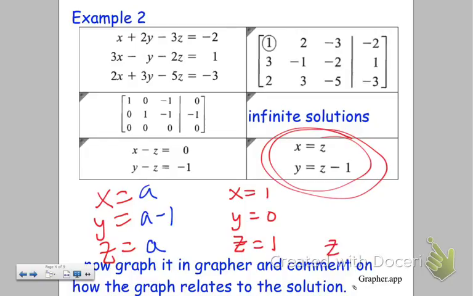If z is 56, then y has to be 1 less than that, so it's 55, and then x is the same thing as z, is 56. Those are just two examples of the infinite number of solutions. So now let's see what that looks like graphically.